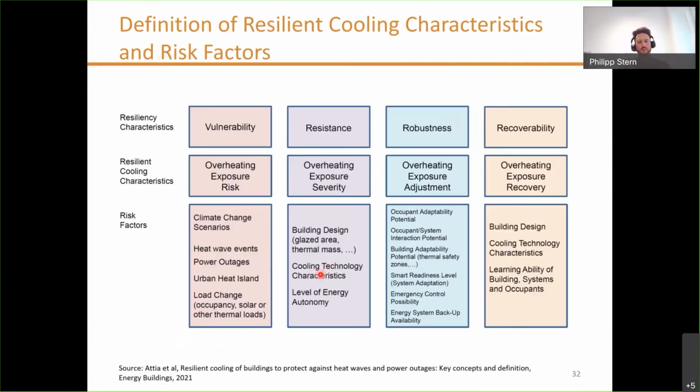And in terms of buildings, when we think about buildings, we again have these 4 phases. You know, we have a vulnerability, so some buildings are more vulnerable, some are less vulnerable. Then some buildings have a higher or lesser resistance to some overheating exposure or severity. Then what is very important is the robustness. So when a disruptive event happens, how robust is the building?